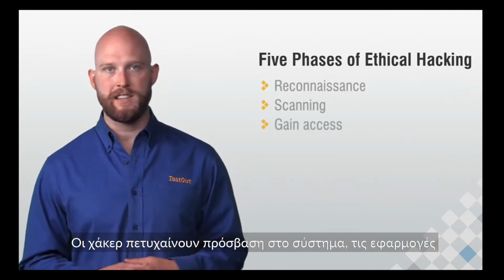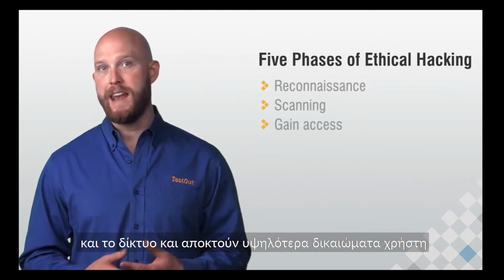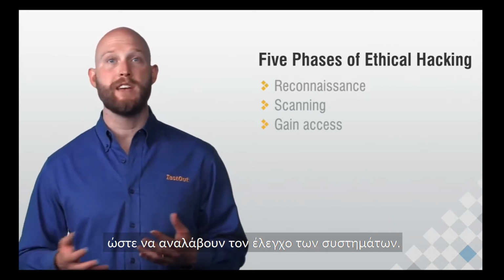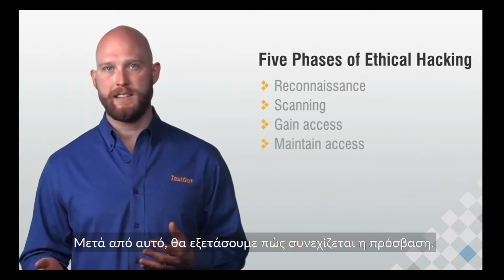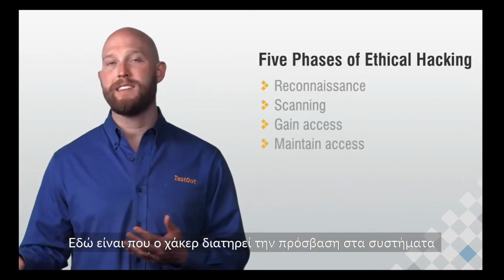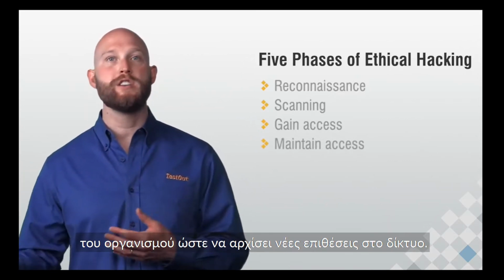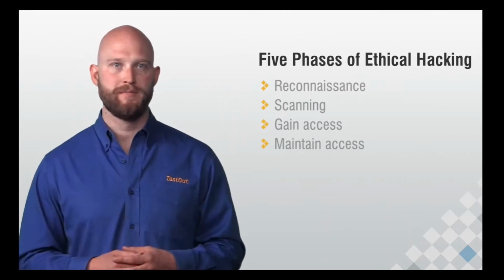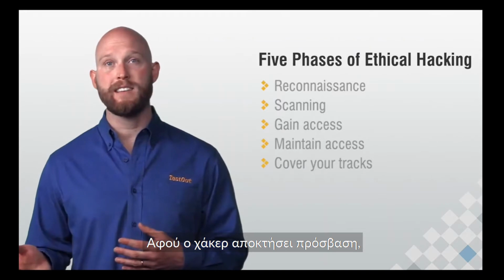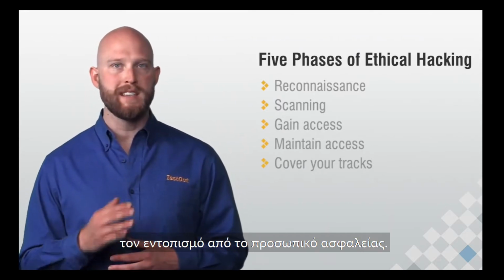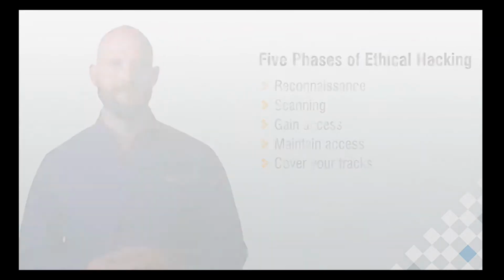Next is the gaining access phase. Hackers gain access to the system, applications, and network, and escalate their user privileges to take control of systems. After that, we'll look at how to maintain access. This is where the hacker keeps accessing the organization's systems to launch additional attacks on the network. Then we'll discuss how to cover your tracks. After the hacker gains access, they cover their tracks to avoid being detected by security personnel.